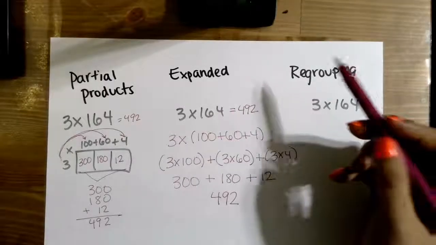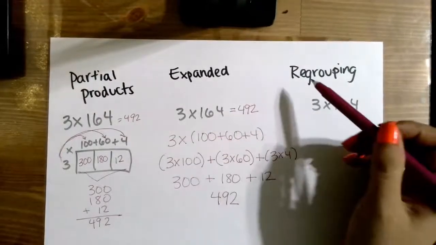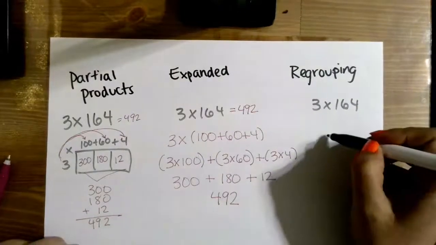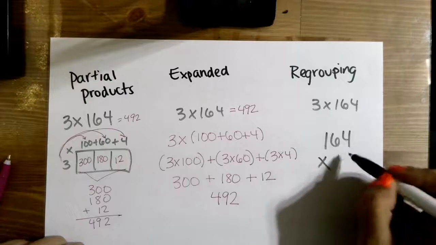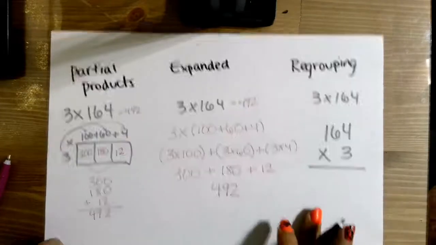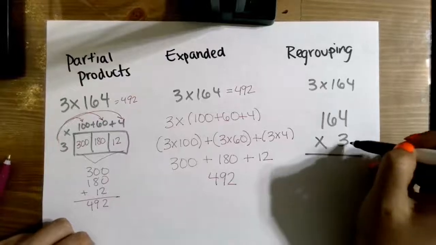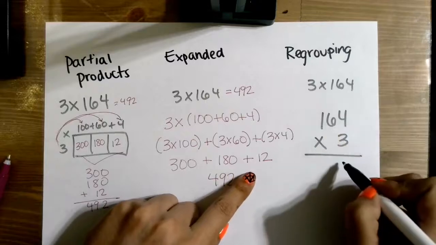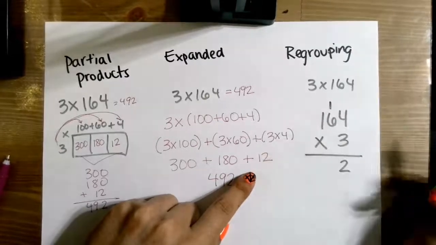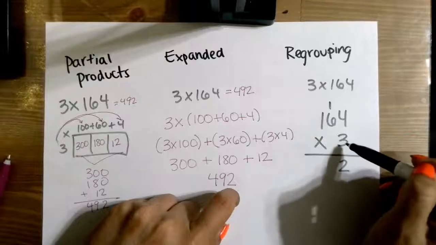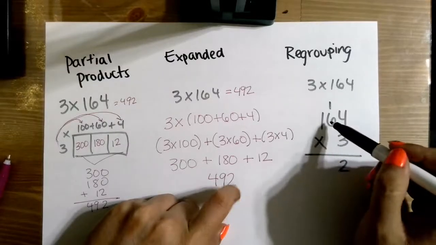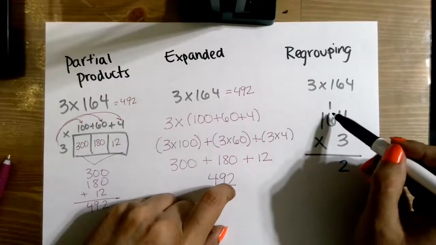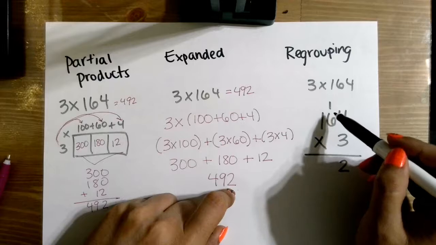And lastly, this is not the only other strategy, there's a bunch, but regrouping or standard algorithm. For this one, we'll do 164 times 3, and usually it's set up this way, stacked, and we do this way. 3 times 4, which is 12. Put the 2 here, we regroup the 1. Then we do 3 times 6, which is 18. Since it's in the tens area, it'd be 180 actually, but we think of it as 18 plus 1 more is 19. So we're going to regroup that.